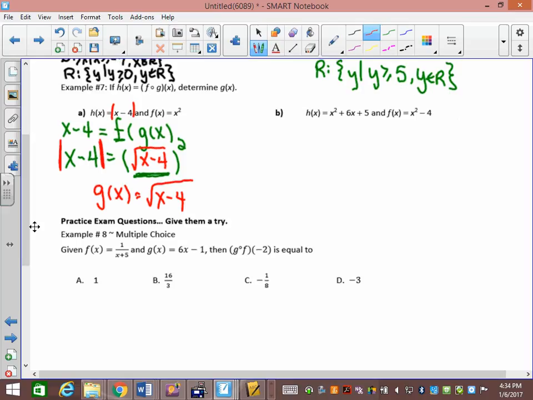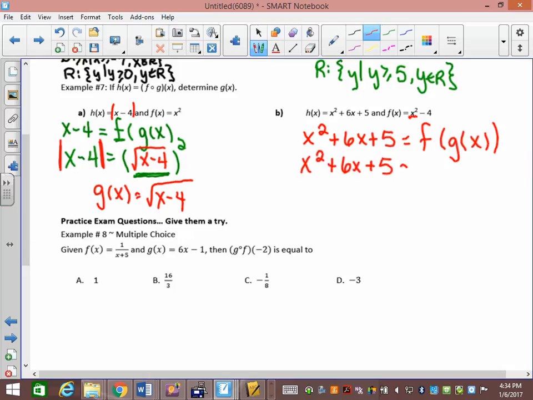Now what if we look at b? We have h of x is x squared plus 6x plus 5 equals f of g of x, because h of x equals f of g of x. Now what we're going to do is we're going to replace this x with some sort of g. So what do we have? We have x squared plus 6x plus 5 equals something squared minus 4. We need to figure out what the heck that squared could be that this would work.